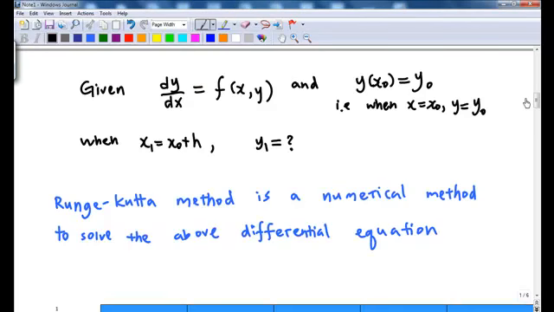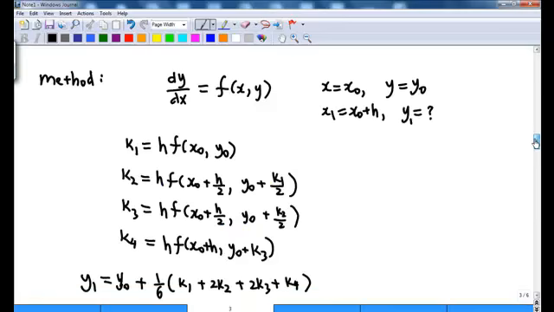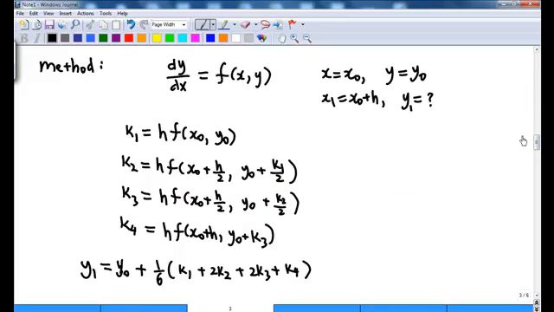Given a differential equation, dy/dx equal to f of x, y, and the initial value when x equal to x0, y equal to y0. Now, if x1 equal to x0 plus h, what is the corresponding value of y, say y1? Runge-Kutta method is a numerical method to solve the above differential equation. The procedure of Runge-Kutta method is described as follows.